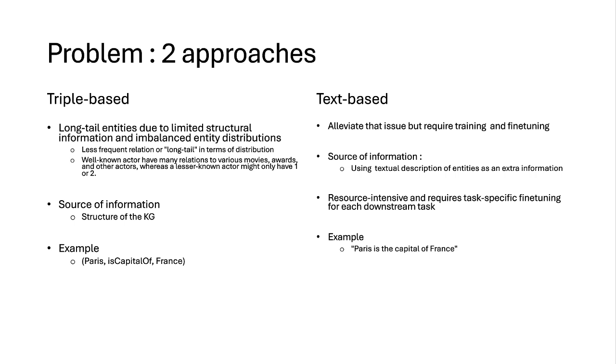They can mitigate this issue by incorporating descriptions with their corresponding nodes or entities, in order to improve the availability of information. However, it requires training and fine-tuning. This is resource intensive and requires task-specific fine-tuning for each downstream task. You can see the example, Paris is the capital of France. This is a natural sentence or language. This helps the method to understand better contextually, but it has an issue, which is computational cost.